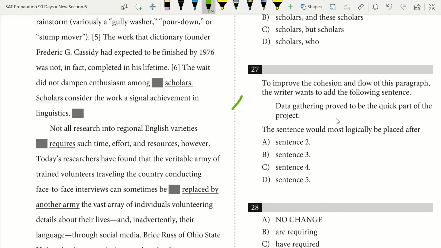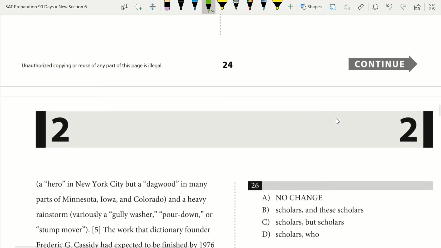To improve cohesion and flow of this paragraph, the writer wants to add the following sentence. Data gathering proved to be the quick part of the project. What sentence should it be most logically placed after? All right, well, before it, then we have to talk about data gathering, because we say data gathering proved to be the quick part of the project. So before it, we need to talk about data gathering. Okay, so that needs to come before it, so I'll put a B there. Now what needs to come after it is going to have to be a lengthy part. We talk about data gathering being the quick part, so what comes after it then should be the lengthy part of this experiment or this project. So now we can place that as we read through.